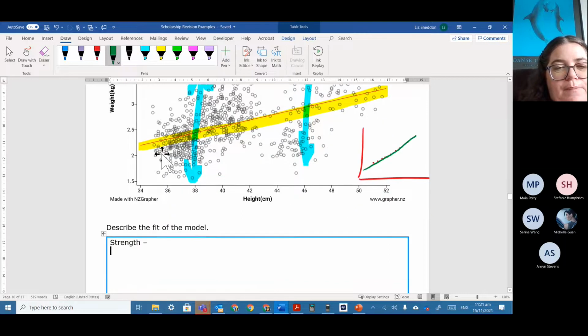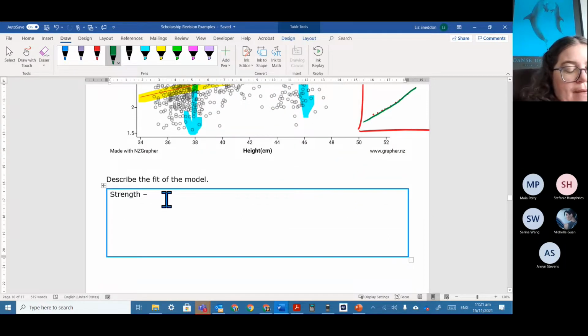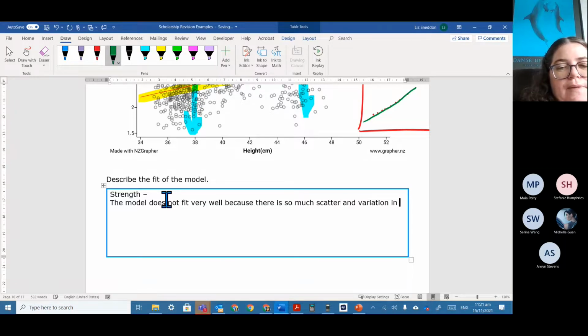So for this particular model here, we would say the model does not fit very well because there's so much scatter and variation in the data. Okay, so that's what we want to do when we talk about the model, is how well does it fit? And in this case, it's not a great fit.